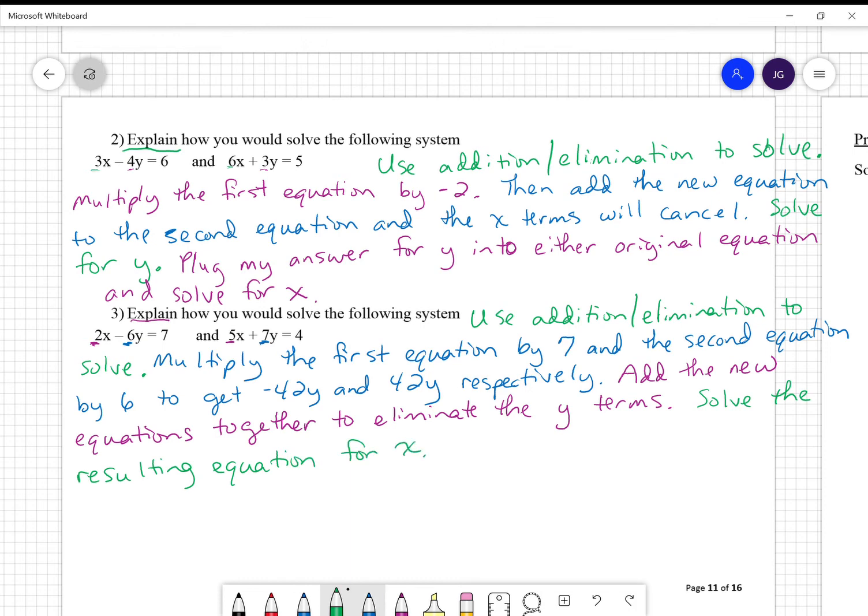And then finally, I'm going to plug my answer for x into either original equation and solve for y.